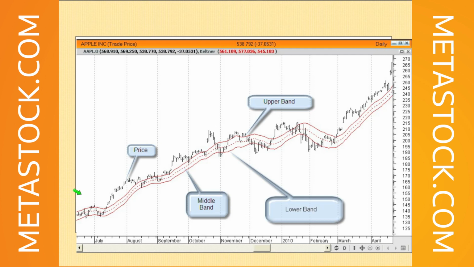So here's a price chart with the Keltner channels, and we can see the daily price movement of Apple stock here, which are these vertical bars, and then we have an upper band, an upper channel, which is this line right here. We have a middle channel, which is the dotted line, and then we have a lower channel. So there's three channels that are displayed when you're looking at the Keltner channels.